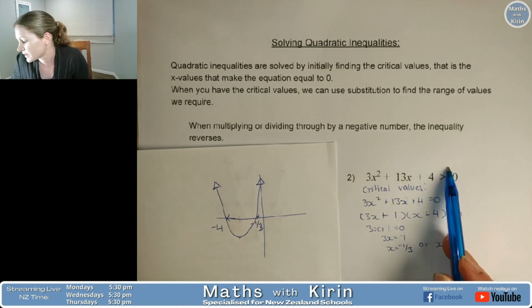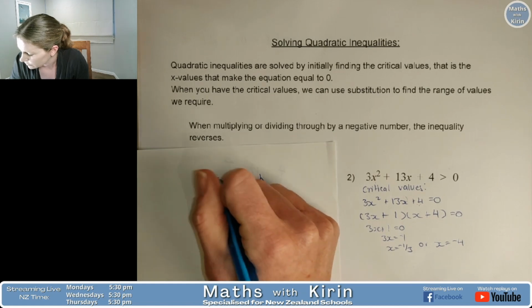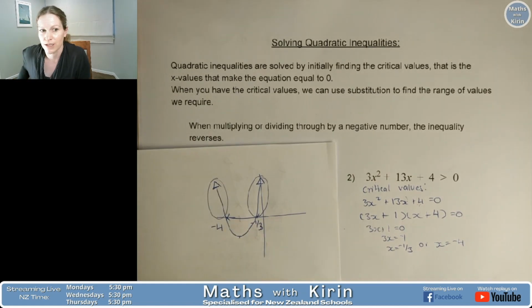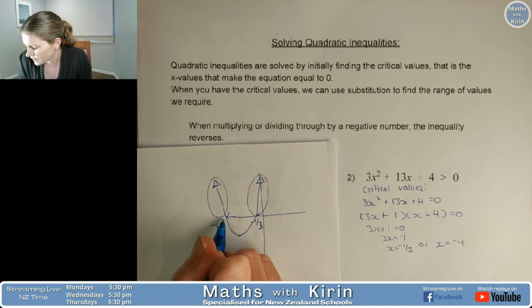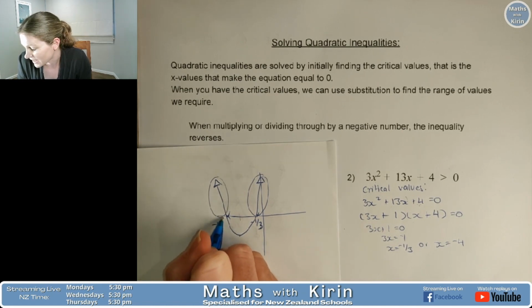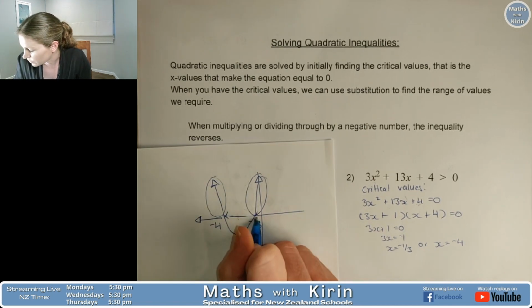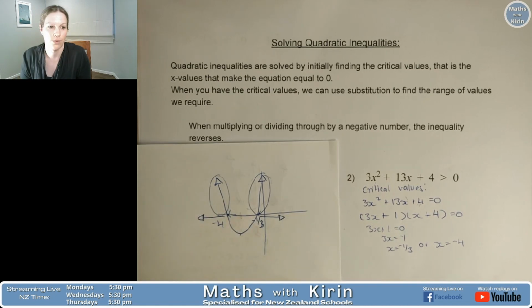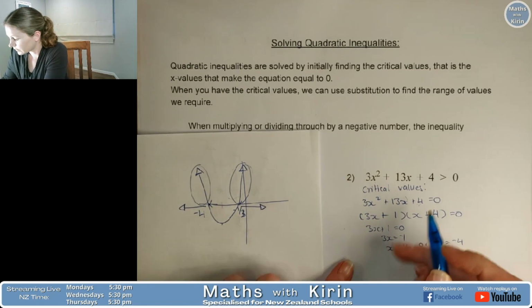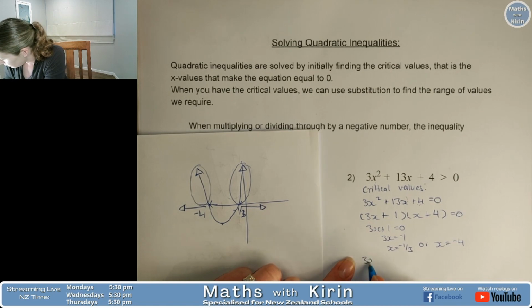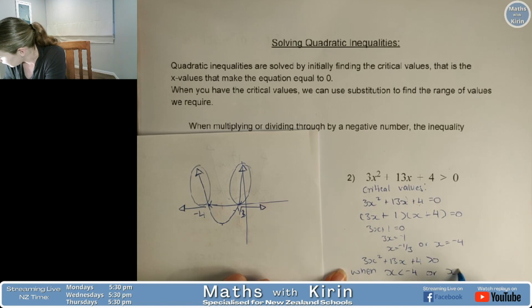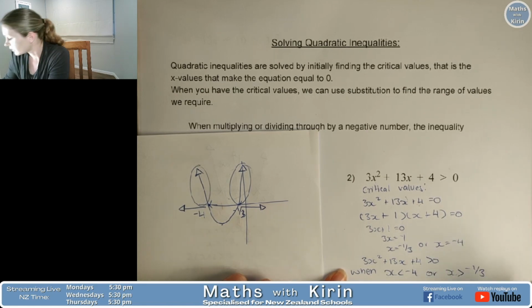And this time we want bigger than 0. So we want this and this. They're obviously disjointed, so we're going to write two statements. This happens when x is less than negative 4, so all of these x values to the left here. This part of the graph happens when x is bigger than negative 1/3, so all of those values to the right. So the solution: 3x squared plus 13x plus 4 is bigger than 0 when x is less than negative 4 or x is greater than negative 1/3.